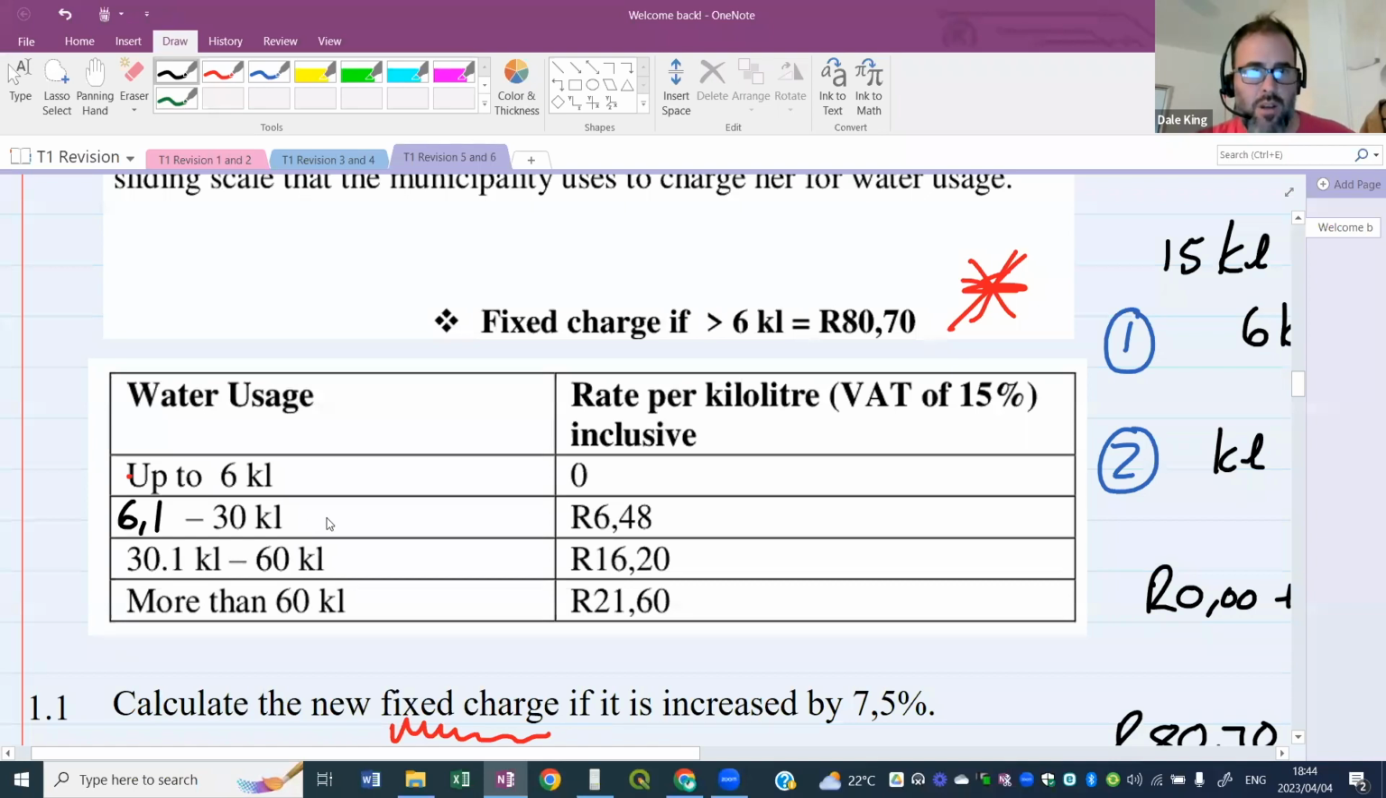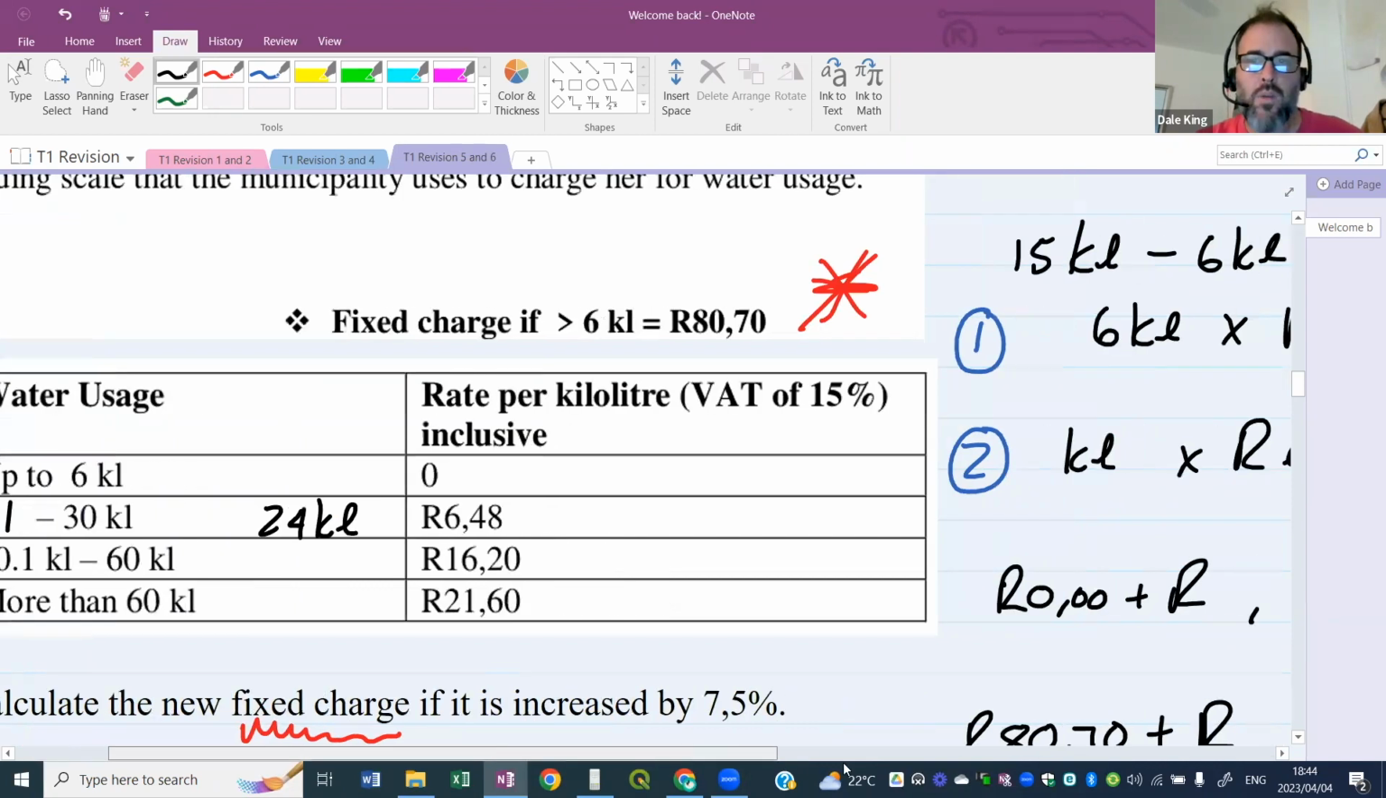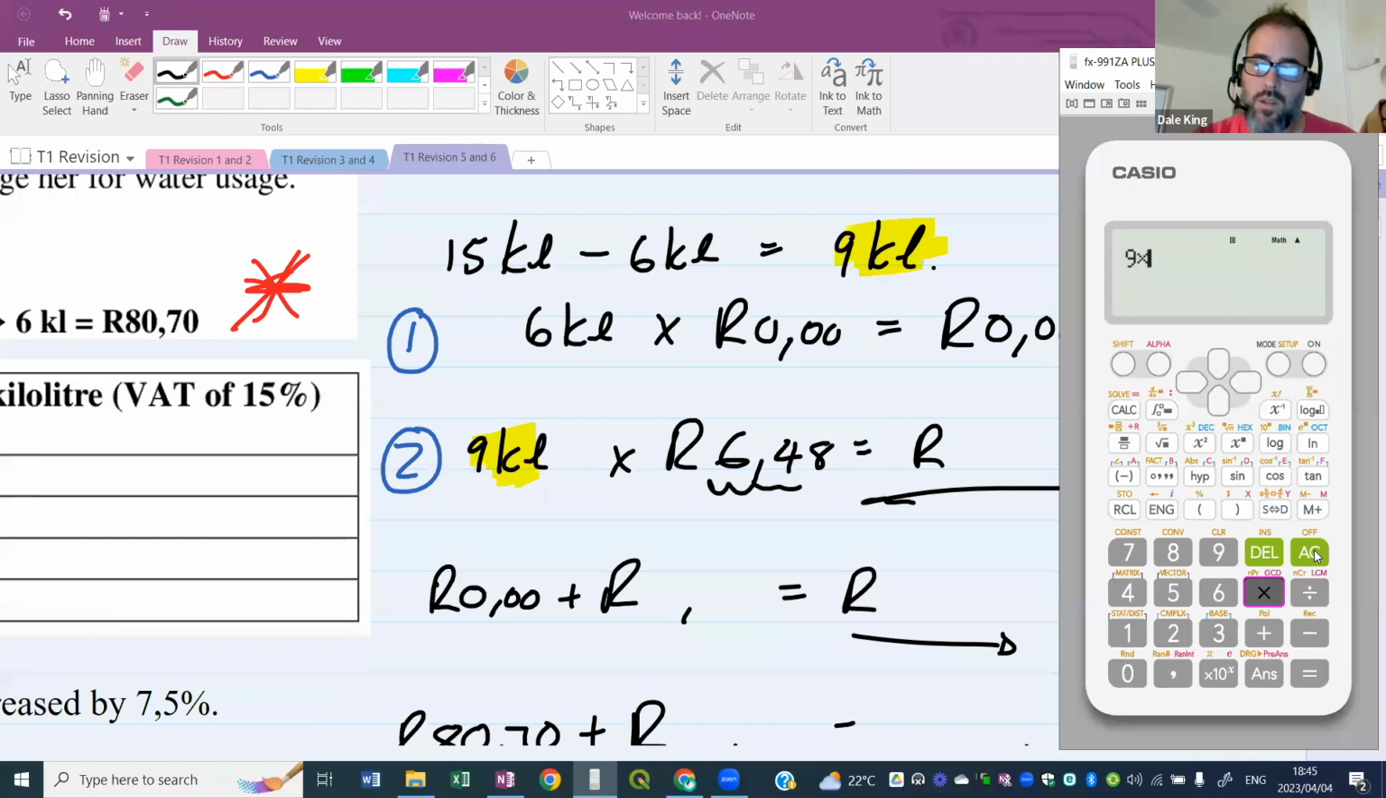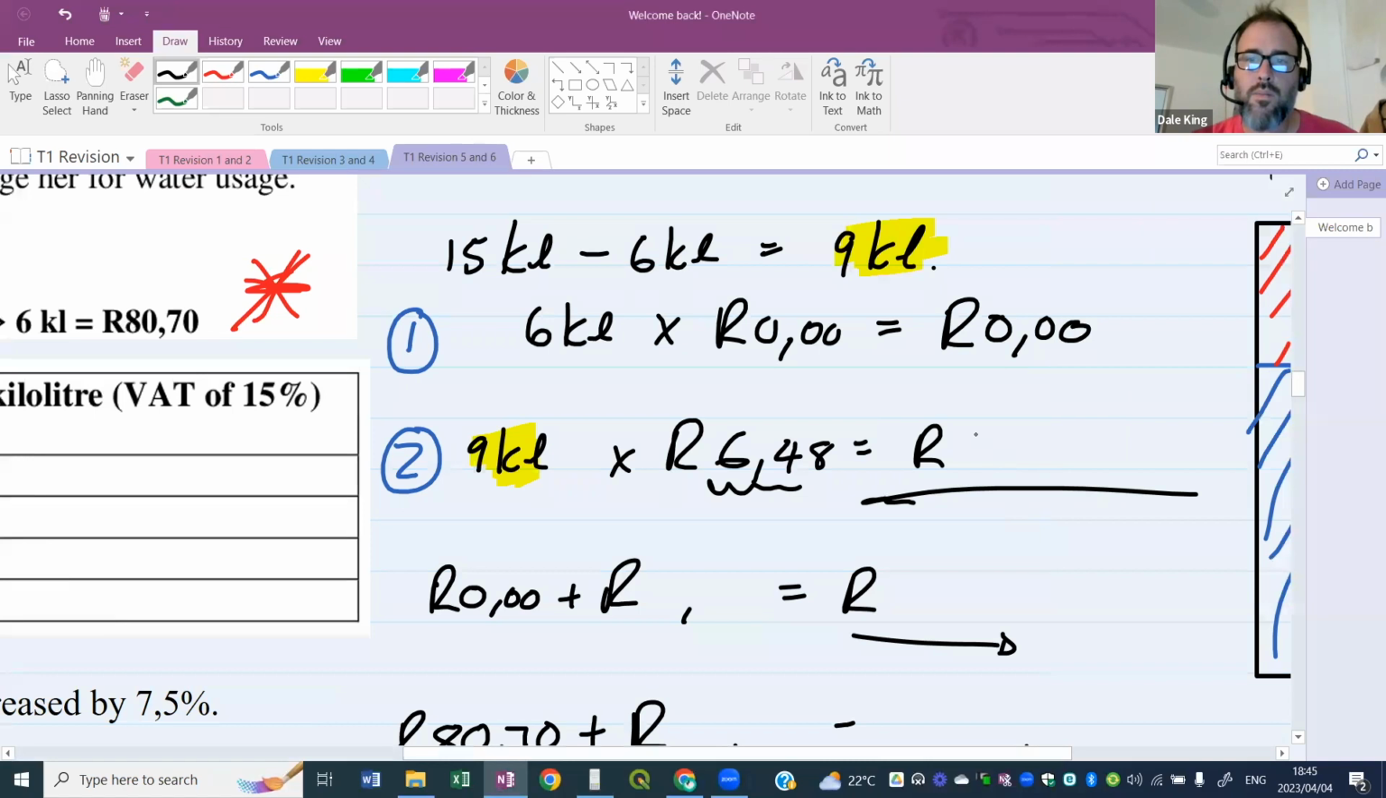If we have, we're going to have to do something else. Okay, but we haven't, because this bracket, like I said, has about 24 kiloliters of water, and we're never going to go through that row with just 9. So we're going to be staying in that row. This 9 that we have left is all going to be charged at the second bracket's rate, which is 6 Rand 48. So 9 times 6 Rand 48 is 58 Rand 32.